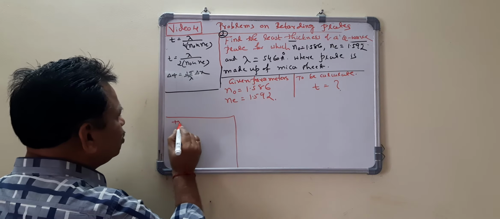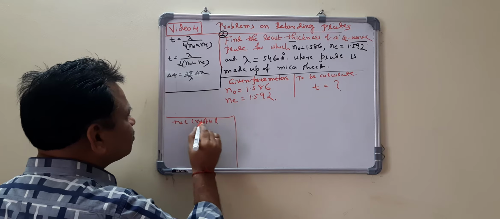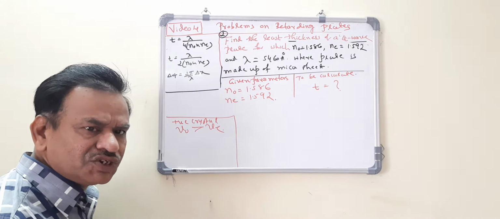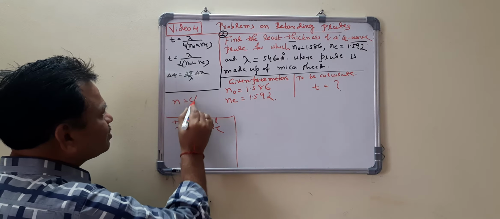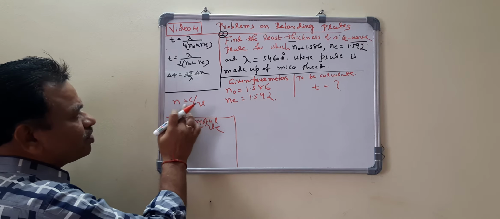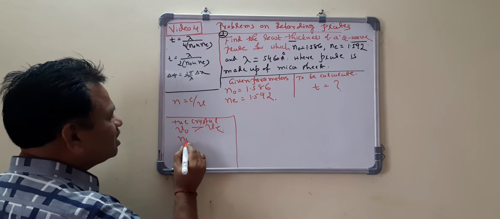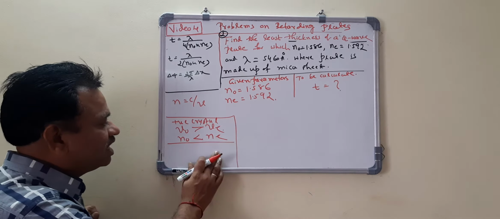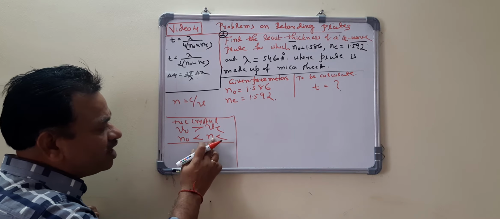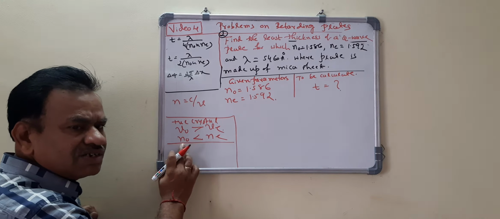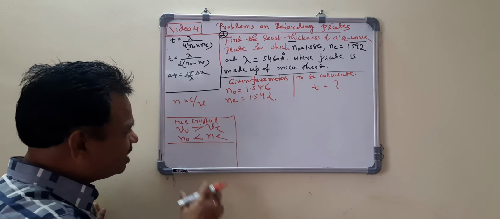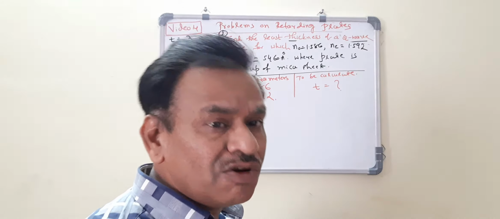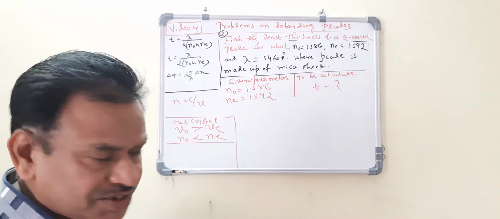For a positive crystal, the velocity of the ordinary ray is greater than the velocity of the extraordinary ray. Then n equals c by v. If velocity is more, n is less. That means NO is less than NE, so the refractive index of the extraordinary ray is more than that of the ordinary ray. While solving problems, we can understand the physics and the concepts more clearly.